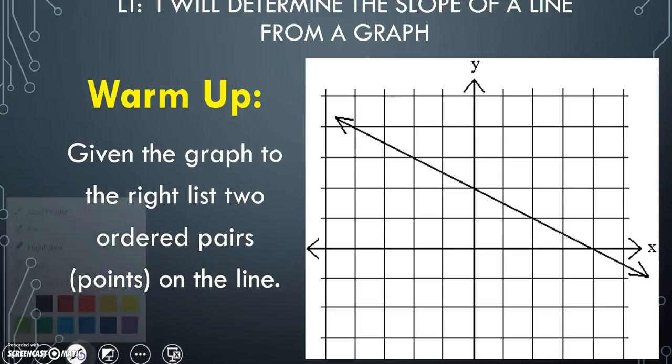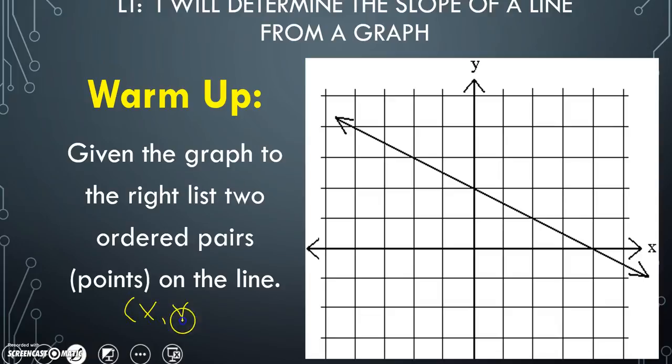Remember, an ordered pair is x comma y. So I want your x value first and then your y value. Each of these lines on the graph is counting by 1. And then remember, if you go left, it's negative. So you don't have to draw the graph. I just want you to tell me what are some points that are on this line.